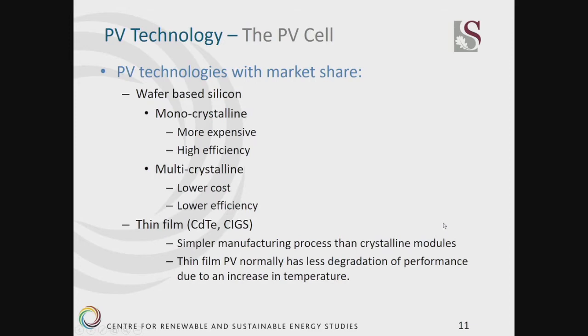Today, the PV technology that captures almost 90% of the market share is wafer-based silicon, which consists of monocrystalline, which is more expensive but has higher efficiencies, and then multicrystalline, which has a slightly lower cost but also a lower efficiency. Then there's thin film technologies, which have a simpler manufacturing process than the crystalline modules, and this makes them a little bit cheaper.